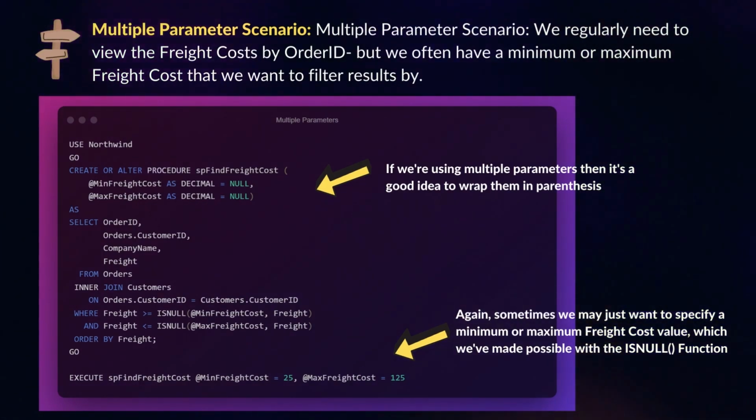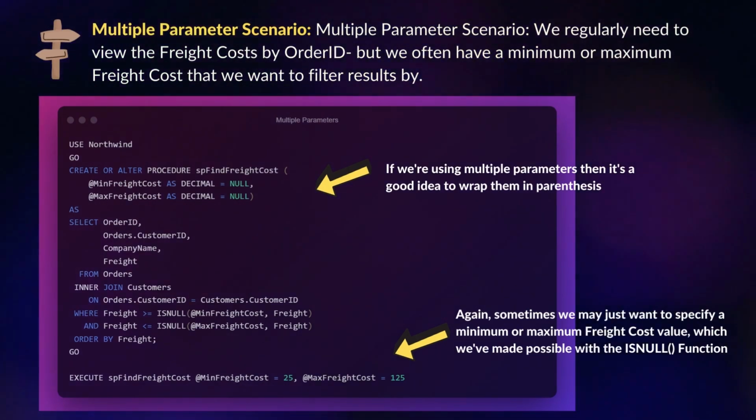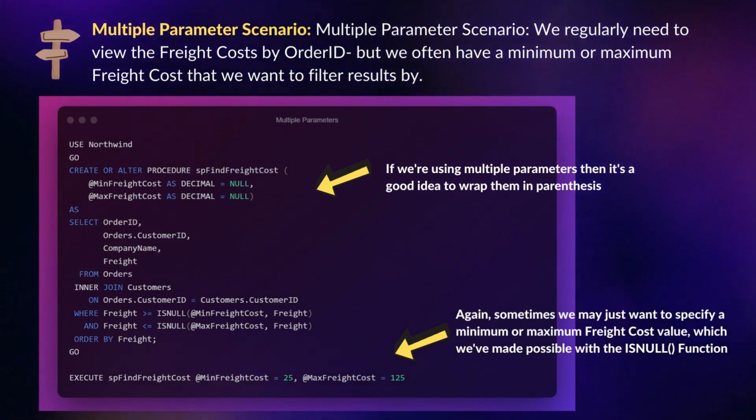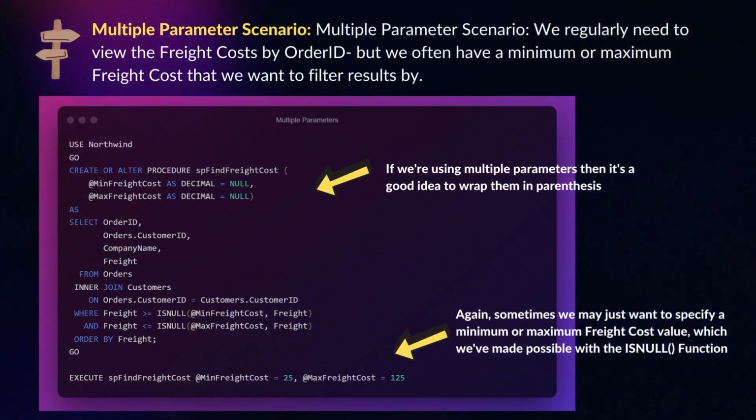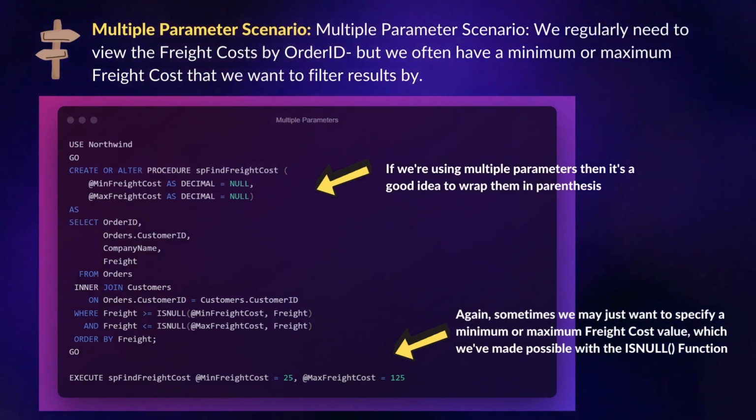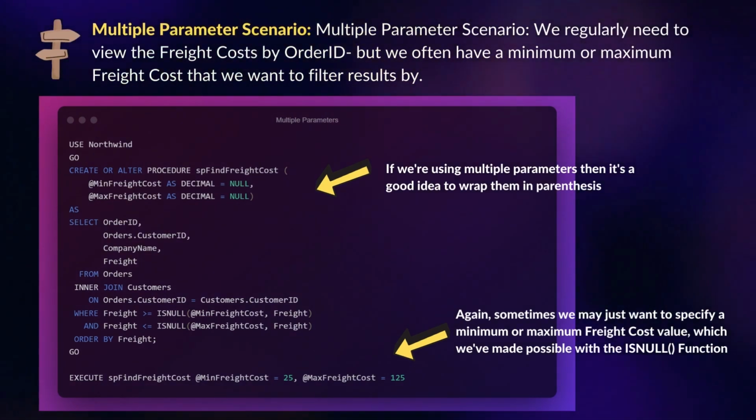So let's say we have another scenario. We need to view the freight cost by order ID, but we often have a minimum or maximum freight cost that we want to filter results by, as this is something that we execute frequently. Perfect candidate for a stored procedure with multiple parameters.